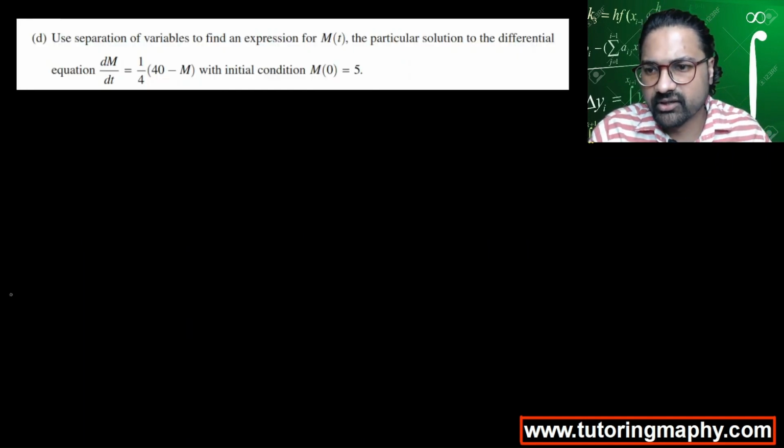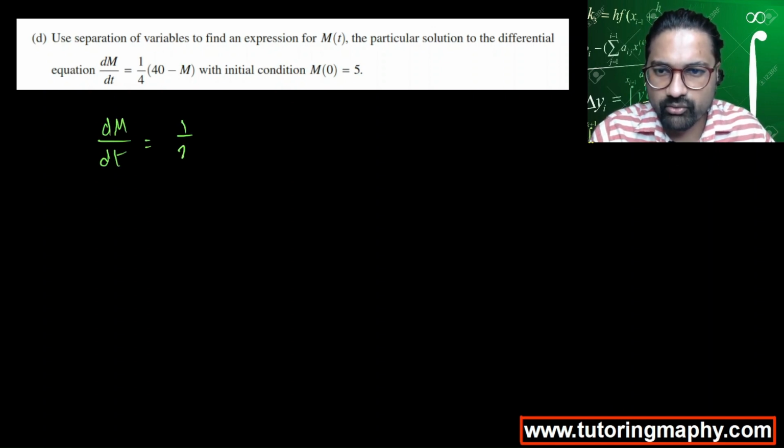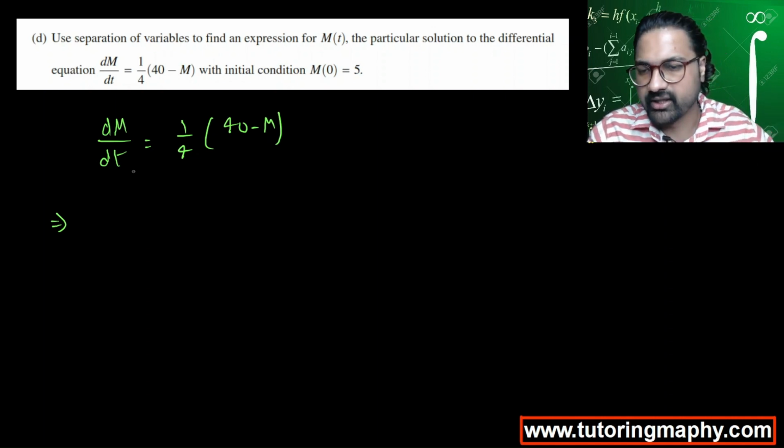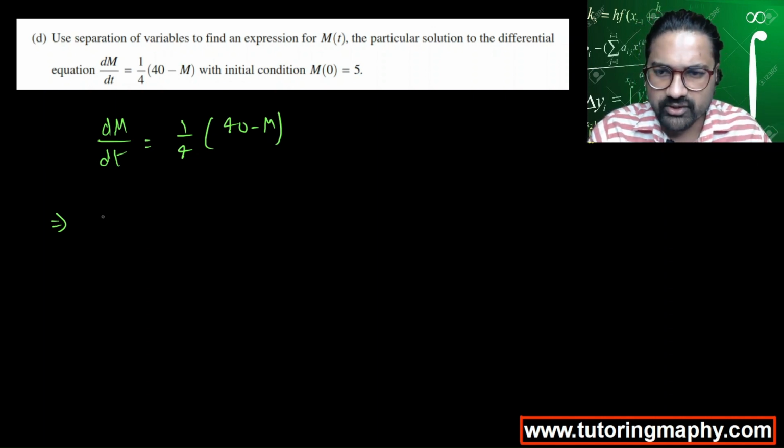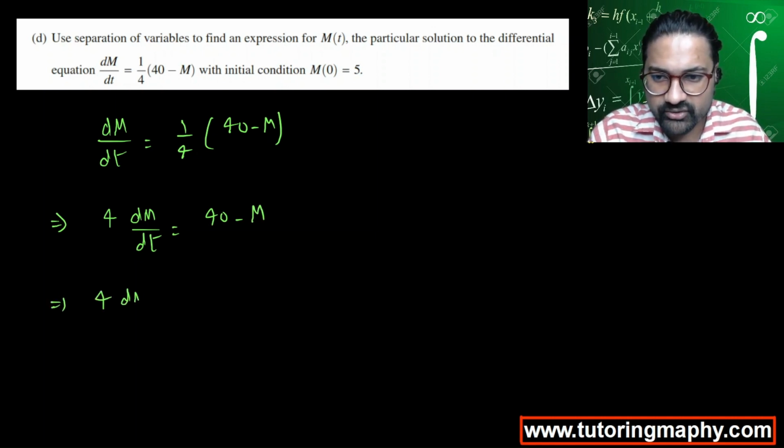I think this is the last part. Use separation of variables to find the expression for m of t. Okay, the particular solution. This is just the solution of the differential equation. A pretty easy differential equation, just separation of variables. So dm over dt is going to be 1/4 of 40 minus m. I'm going to rearrange this a little bit, bring all the family members of m on one side and t on the other side. I'm going to do that in steps so that you can follow. Multiplying 4 to both sides, 4 dm over dt is going to look like 40 minus m. I'm going to multiply both sides with dt so that dt goes over to the other side.